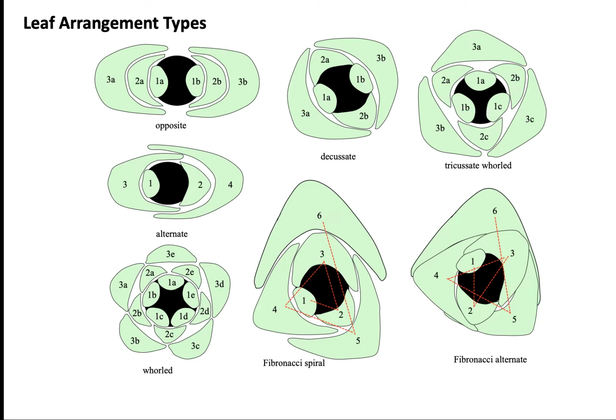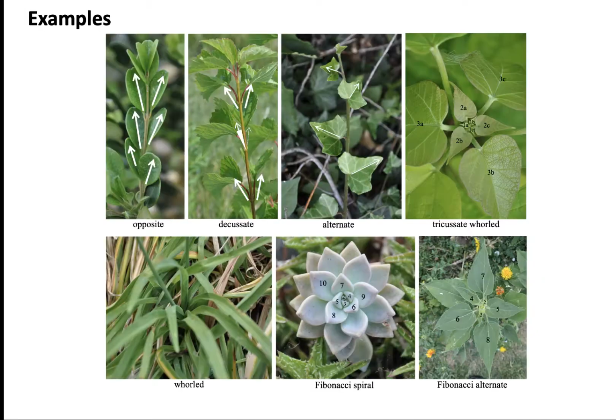So in each case, these are determined by some of the same proteins formed by some of the same genes, but it depends on the various concentrations of those proteins around the cells, around the shoot apex, that will allow the next primordium to be initiated in a specific spot on the shoot apex. Here are some examples of each one of those.